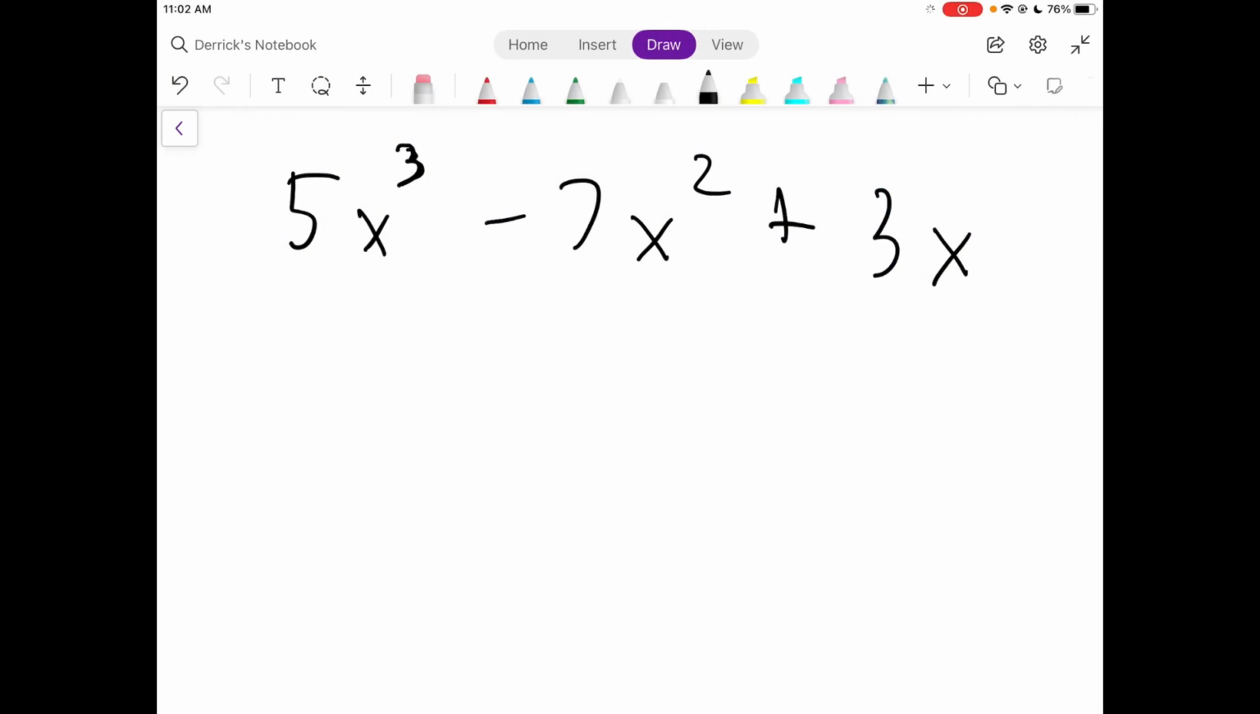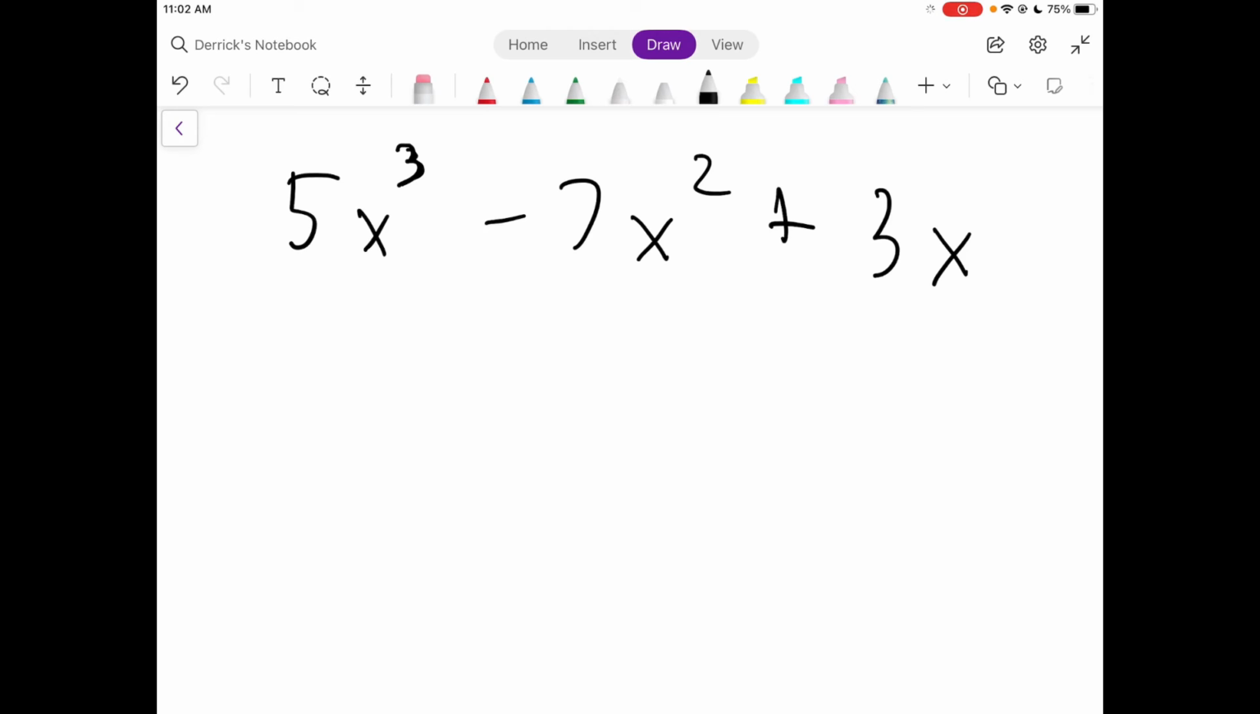Let's take a look at another example. We have 5x to the third minus 7x squared plus 3x. Now if I look at these numbers, 5, -7, and 3 do not have anything in common. So there is no GCF that we can pull out of those. I mean, technically you could divide all of them by 1, I guess, but we don't really need to be pulling out 1s because there's always a 1 as a possibility.